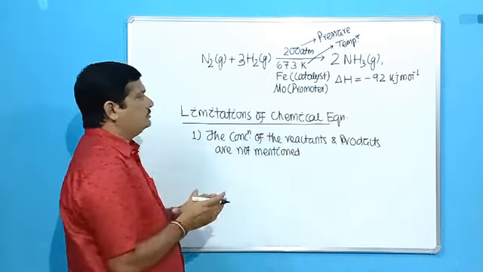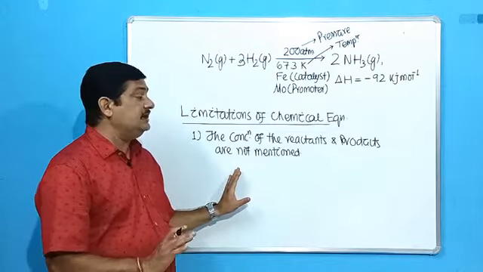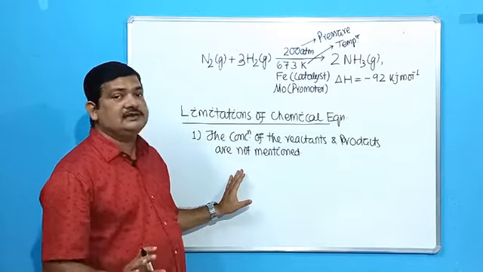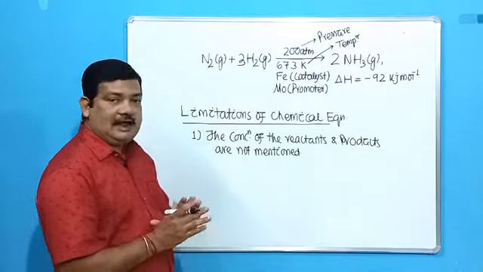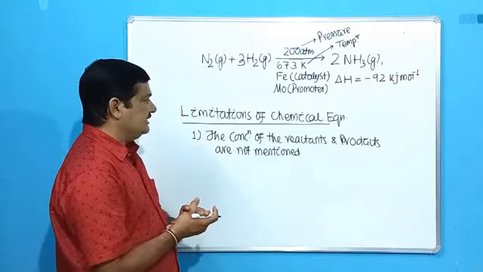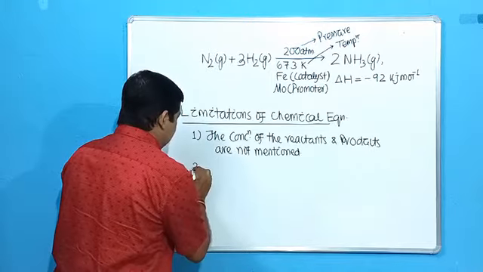We are mentioning various things, but we are not mentioning the actual thing, the concentration of the reactant and product at any instant of time. We are not reporting it. So that is a lacuna, that is a drawback. So this is the first drawback or limitation. The concentration of the reactants and products is not reported in the chemical equation.